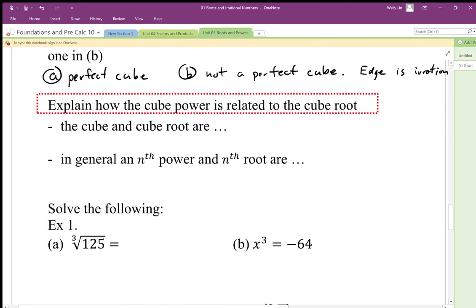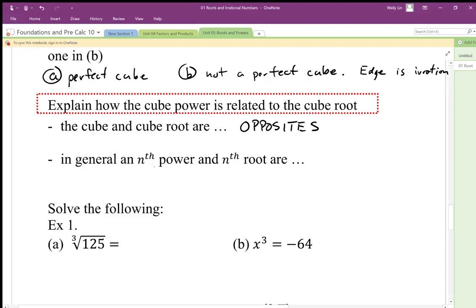So how are cubes and cube roots related? Okay, the cube and cube root, they are opposites. And that's an important concept in math. Whenever we do something in math, we can undo it with its opposite. And not only can we say that for squares and square roots, cubes and cube roots, we can generalize that for any power. And this is the math behind powers now.